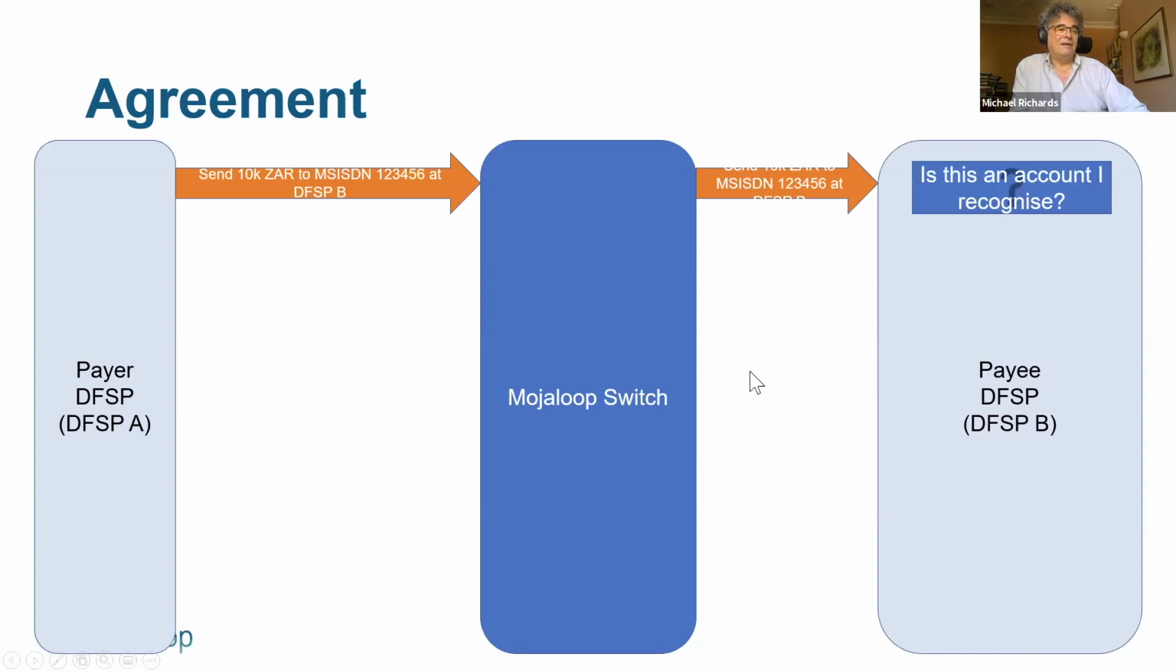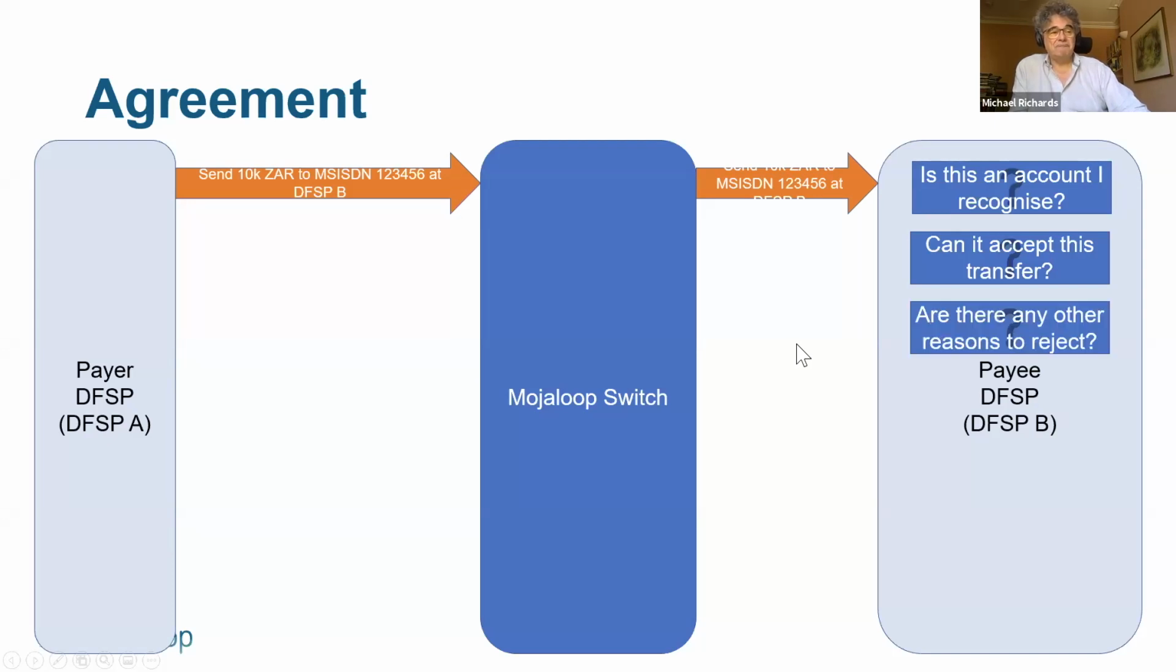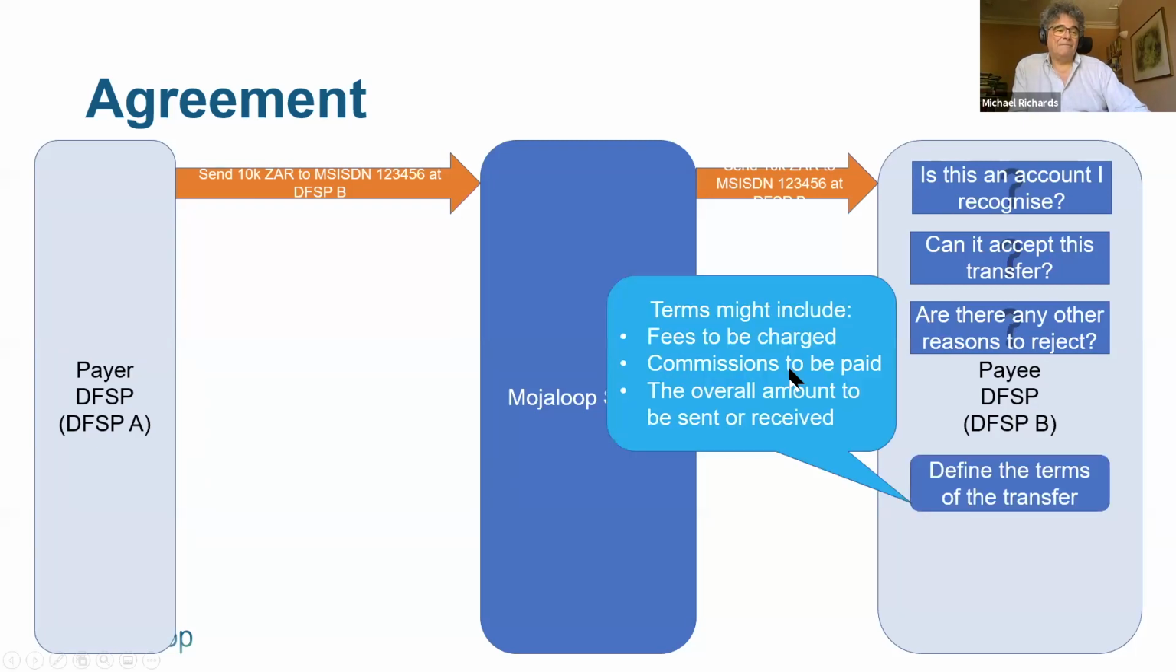And now, first of all, the payee says, is this an account I recognize? It asks whether the account can accept this transfer. Is it suspended? Is it closed? It asks whether there are any other reasons to reject the transfer. Limits have been breached, the transfer is too big, could be anything like that. And then it says, okay, I will accept the transfer under these terms, which might include fees to be charged, commissions to be paid, and the overall amount to be sent or received.